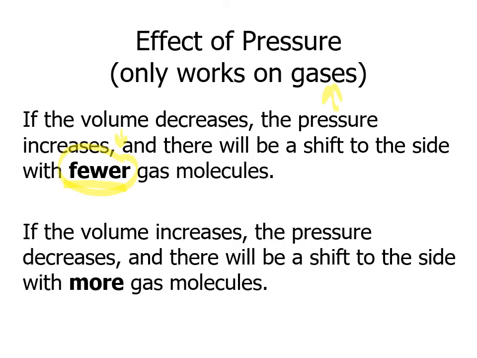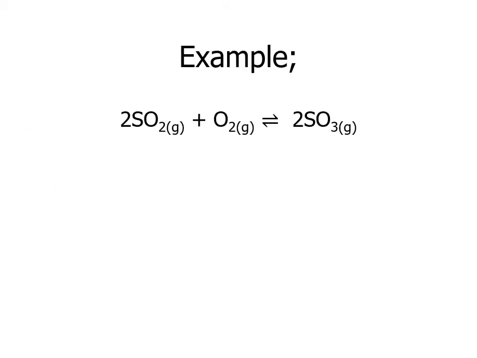If the volume increases, so you bring your volume up or you bring your pressure down, it'll shift to the side that has more gas molecules. And if there's the same number of gas molecules on each side, then there's no effect on shifting the system. So for example, if we had this system here, we've got 3 different gases. On the reactant side, we've got 2 SO2s and 1 oxygen. And on the right-hand side, we only have 2 SO3s. And so there is a total of 3 particles on the reactant side and only 2 particles on the product side. So the reactant side has more particles.